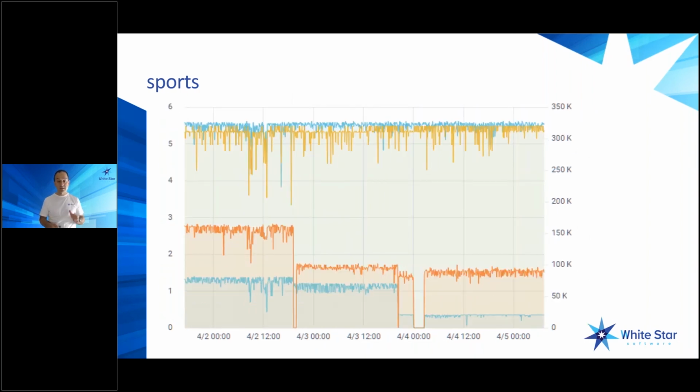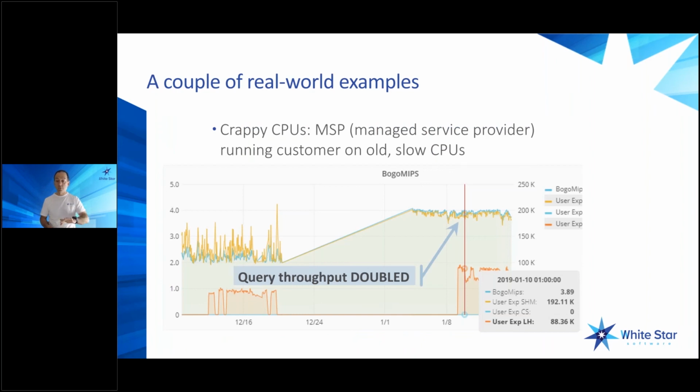All right, and then the physical sports database, again on my desktop computer, same thing. You can see the stair stepping going down as we changed from test 1 to test 2 to test 3 parameters. All right, so let me give you a couple of real world examples, and then I'll open the floor for questions from anybody.